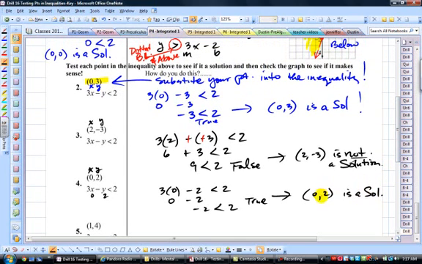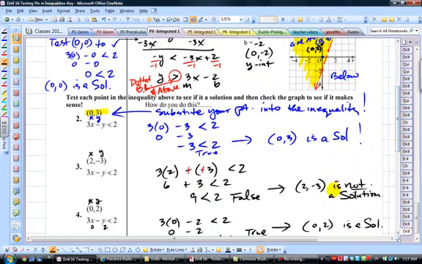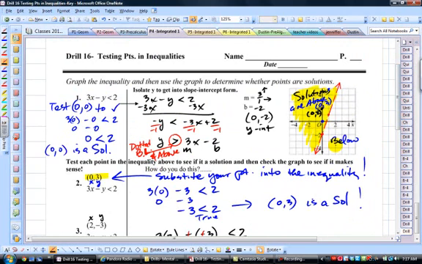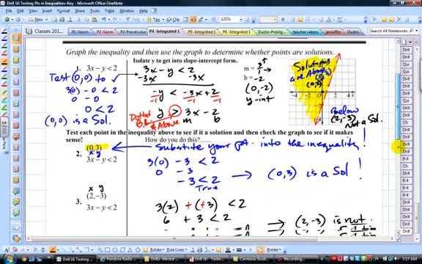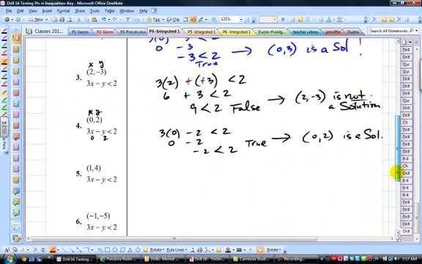Now let's go on the graph. Let's see if this is in the yellow area. All right, 0, 2 is right here. It's in the yellow area too, so it's a solution. The previous one, 2, negative 3, is right here. Notice that it's not in the yellow area, so it's not a solution. That makes sense because I tested it and it's not a solution either. Only points in the yellow region are solutions.